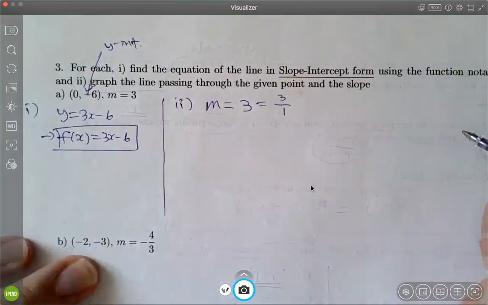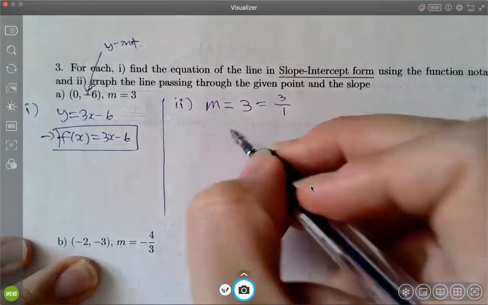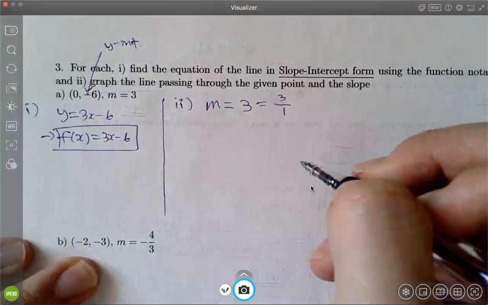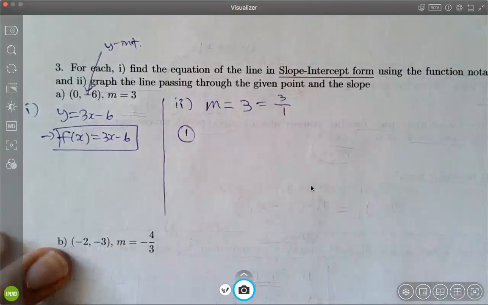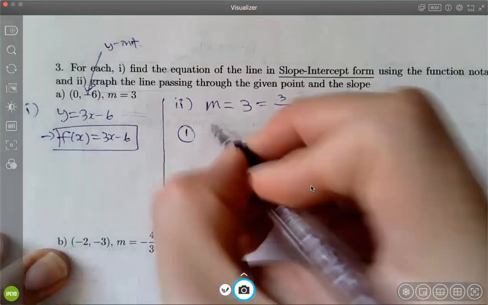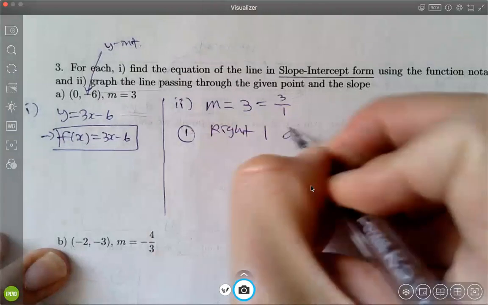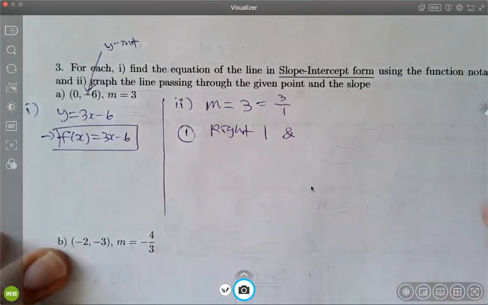So what does 3/1 represent? What does 1 represent, basically? How far you're moving horizontally. Yeah, horizontally means you can go either left or right. Which one is it? Right. Okay, so right 1. And what about that 3? What does it mean? Up 3, yes.